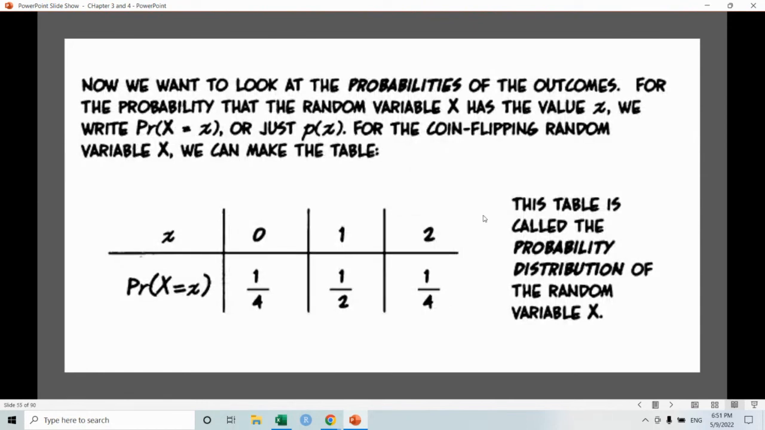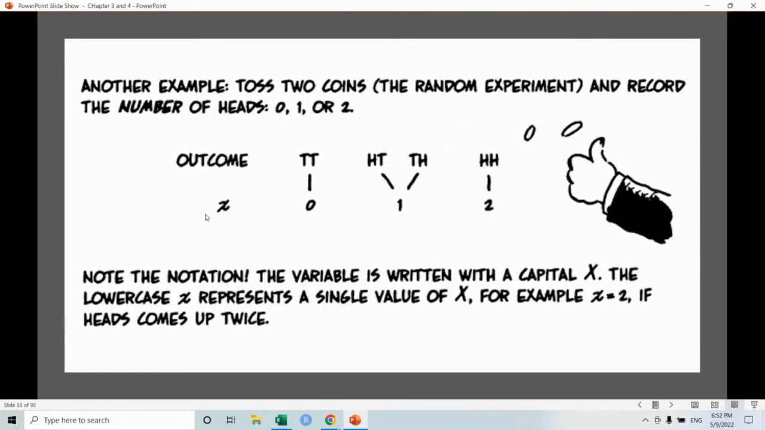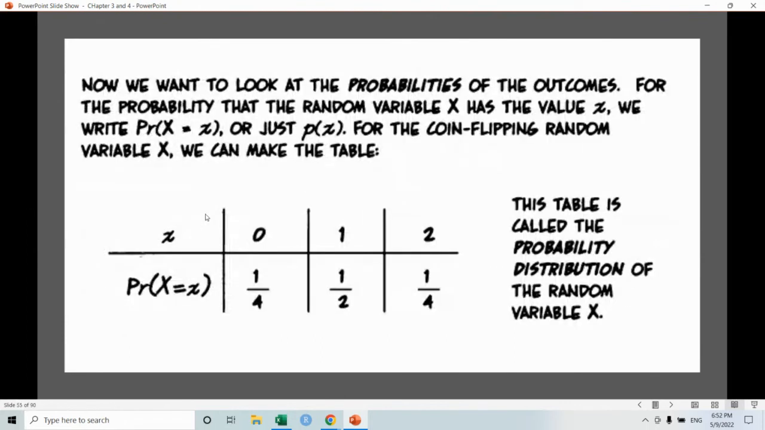Now we want to look at the probabilities of the outcomes. For the probability that the random variable big X has the value little x, the actual x that we calculate out, we write the probability of x. For the coin flipping random variable x, we can make the table for the above. Basically, let's turn this into a table. So the probability of X equals x.